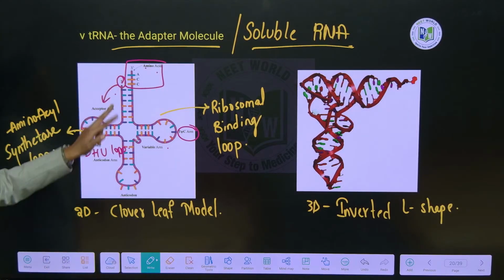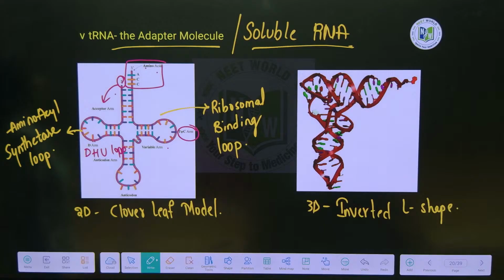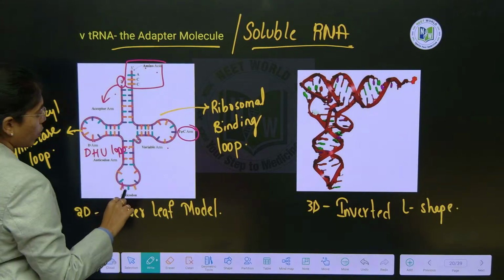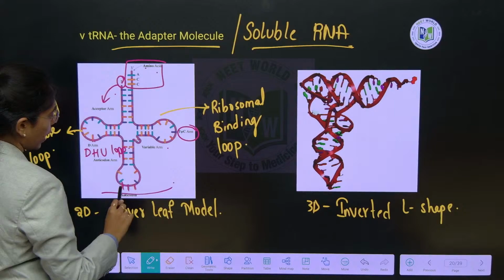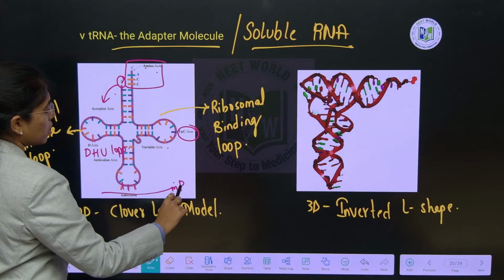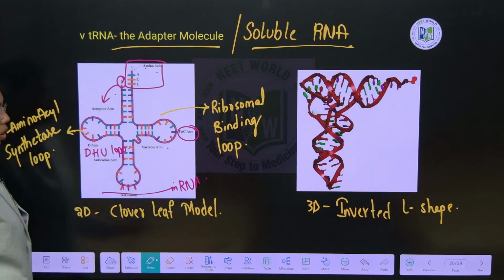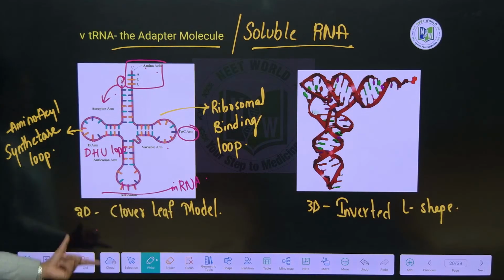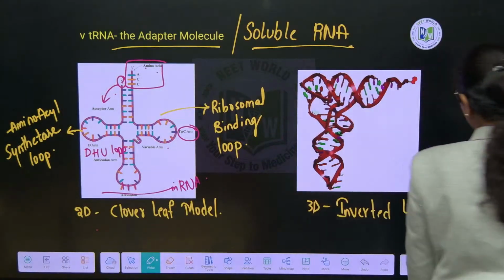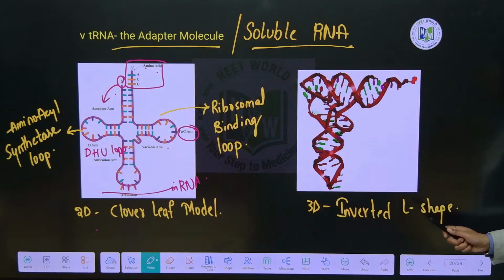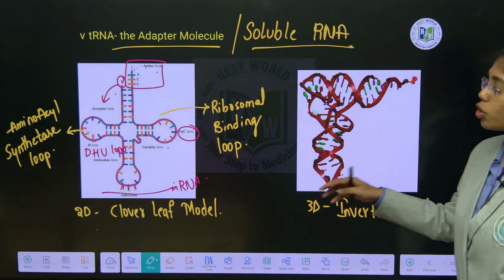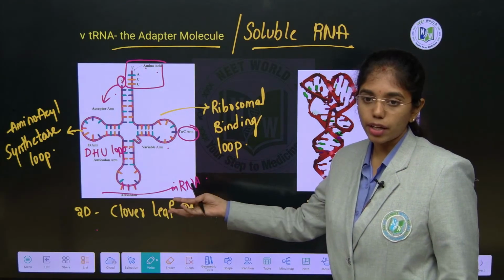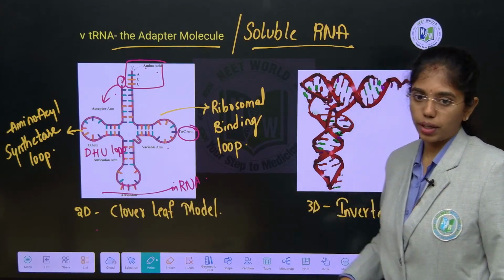Opposite to this 3' and 5' end you have the anticodon. The anticodon will be copying the code from the mRNA sequence, it copies the codons. This is the 3-dimensional structure, the inverted L shape, and here it is 2D, the clover leaf model. Clear till here, any doubt anywhere? The active structure is the 3-dimensional structure, the inverted L shape, which is coding for the anticodons, while the anticodon copying is shown in 2D.